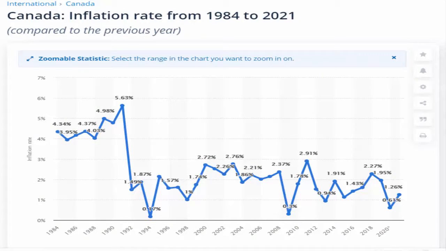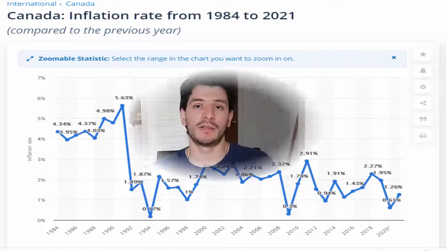First of all, we have to understand that inflation is nothing new. Like we can see here in the image, we've had, at least here in Canada, inflation for the last 36 years. As we can see here, in 1992 we had the highest, which was 5.63%, and in 1994 we had the lowest at 0.13%. So far inflation is nothing new. We have experienced inflation, and so far so good.